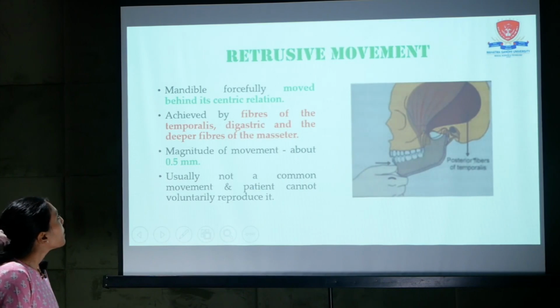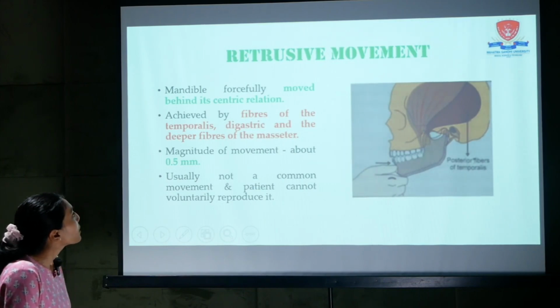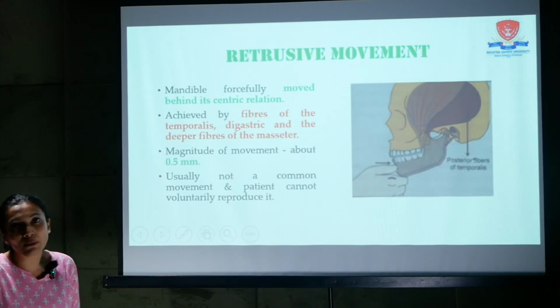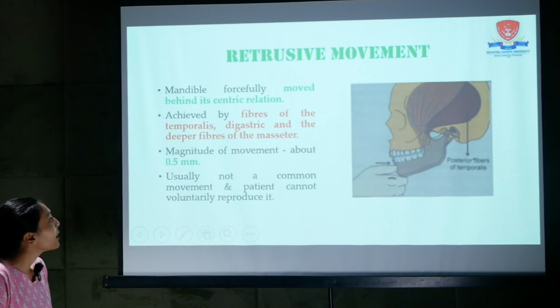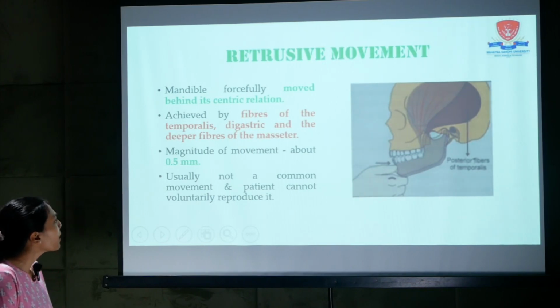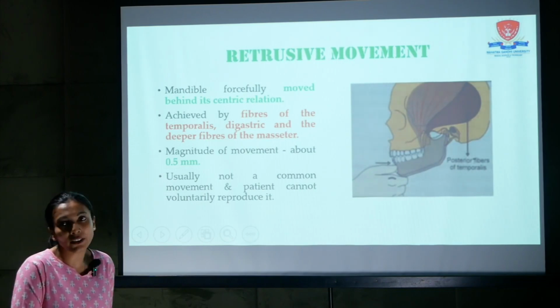Retrusive movement. Mandible forcibly moves behind the centric relation. It is achieved by fibers of temporalis, digastric, and the deep fibers of masseter muscle. The magnitude of movement is about 0.5 mm. It is not a common movement and the patient cannot voluntarily reproduce it.